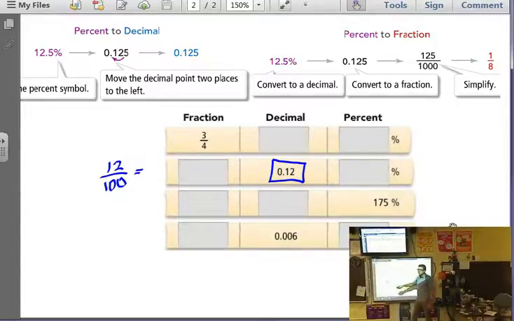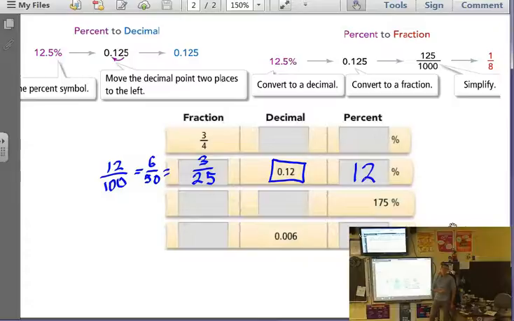I reduce that. I can divide by 2 on top and bottom. Get 6/50ths, but I can divide by 2 again and get 3/25ths. But from this decimal, if I just multiply by 100, I get 12%. We will finish out this table to start class tomorrow and then dive into our last section of the chapter.